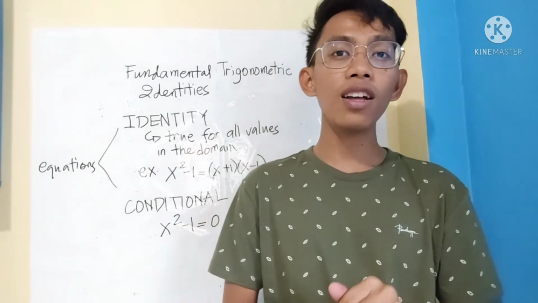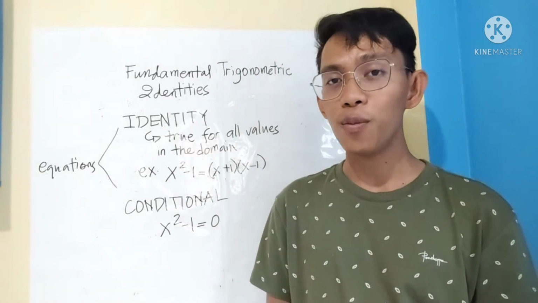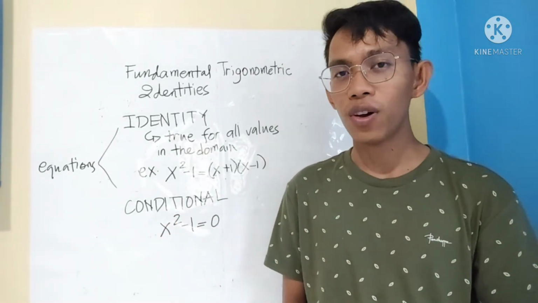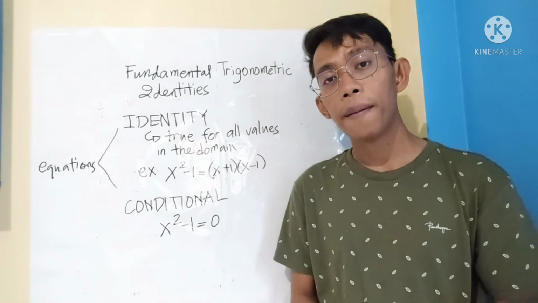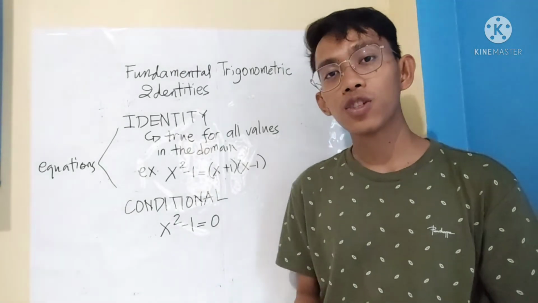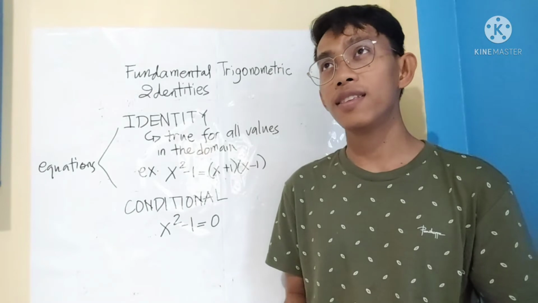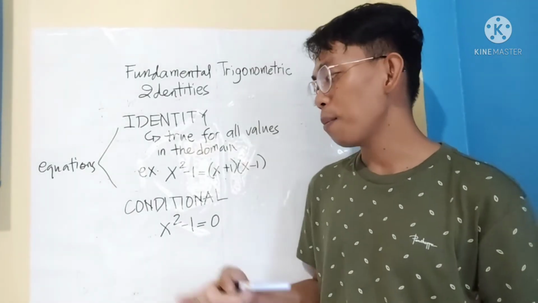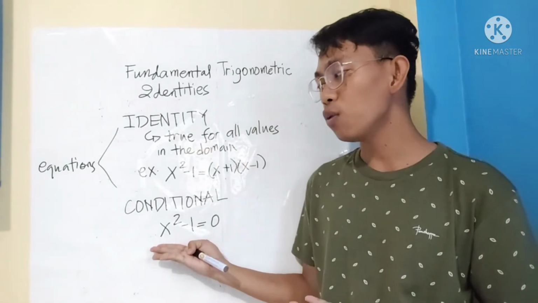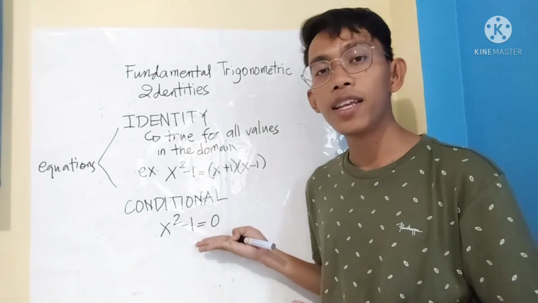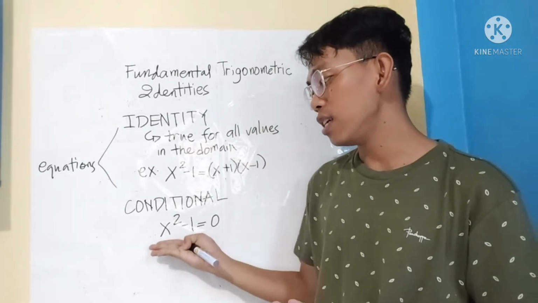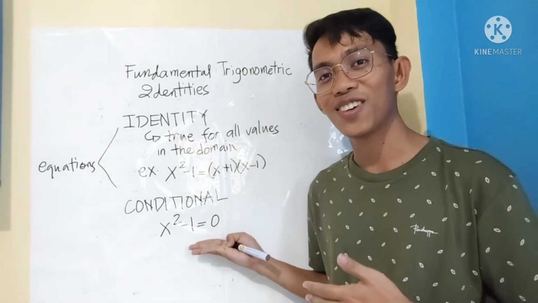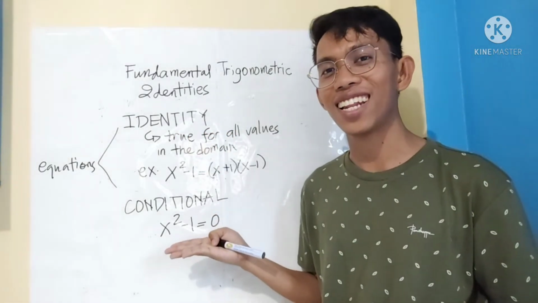While if it's not true for all possible values in the domain, we say that the equation is conditional. And ang halimbawa nito is the equation x squared minus 1 equals 0, because kung papalitan natin si x ng value, say, 3, which is in the domain, dahil ang domain nito is the set of all real numbers, then what we will have is an equation that is false because this is 9 minus 1, this is 8, and it is not equal to 0. So that's identity versus conditional.